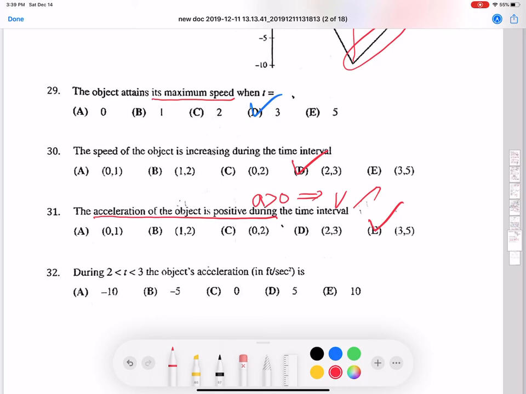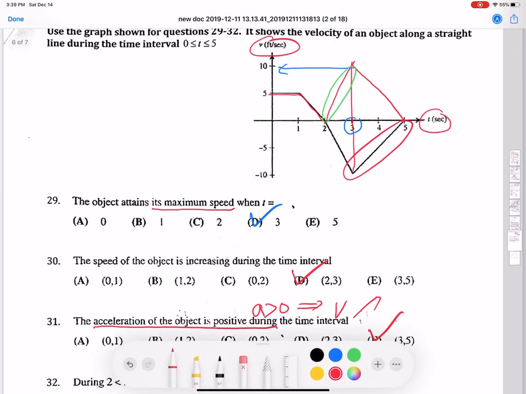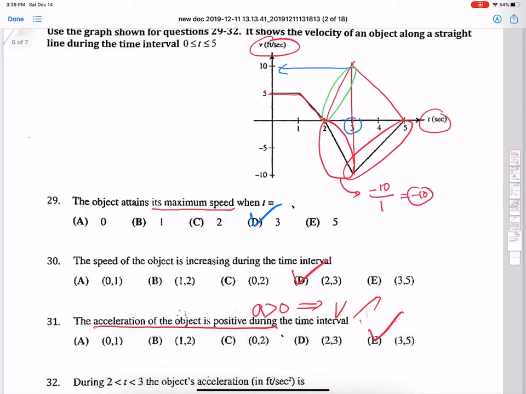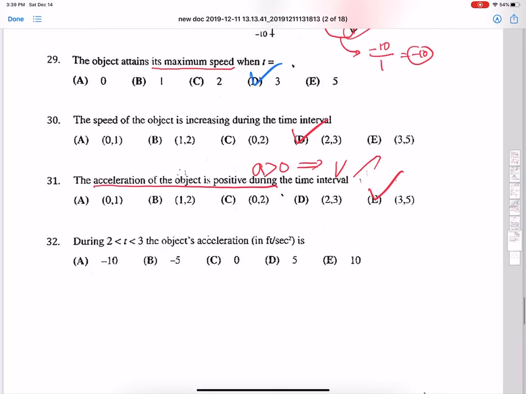Number 32, during 2 seconds to 3 seconds, what is the acceleration? 2 to 3, acceleration is derivative of velocity function. That means slope is acceleration, slope of velocity function. Just find the slope of this line, y2 minus y1, from this point to this point, rise over 1, so negative 10 over 1. Right? So negative 10 feet per second square. Negative 10 is the answer.